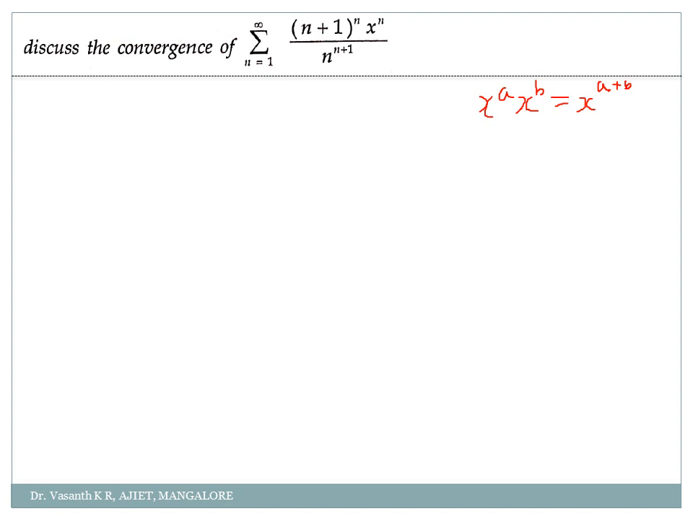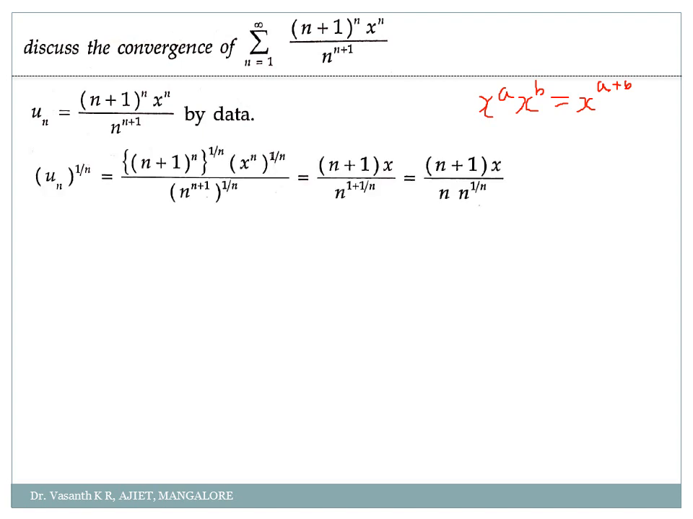How to do it? Okay, first thing is what you have to take it as un. Okay, un you take. Then raise it to the power 1 by n. See here. Separately for each part you raise it to the power 1 by n. Done. So numerator no problem at all. n and n will get cancelled. Here also n and n will get cancelled. So I'll get n plus 1 to the power x.